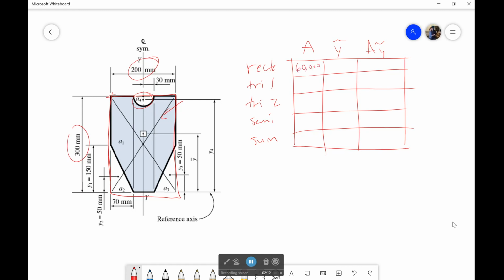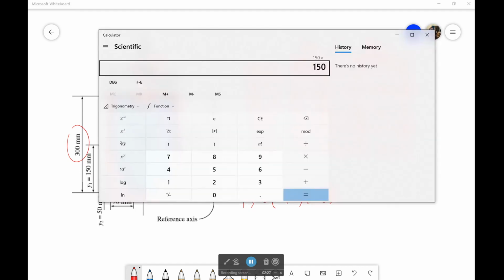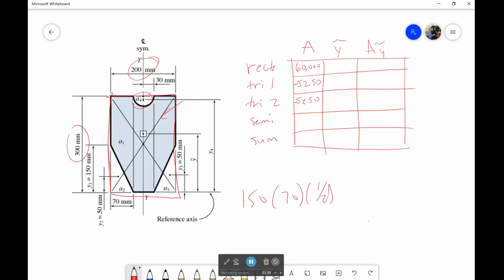Okay. Then triangle 1 has an area of 1/2 base times height. So that's 150 times 70 divided by 2. And rather than try to do that in my head, I'm going to get my calculator out and see if it can help me out. So 150 times 70 divided by 2, 5,250. That'll be the same for both of these triangles. Remember though that they're negative because they're cut out.